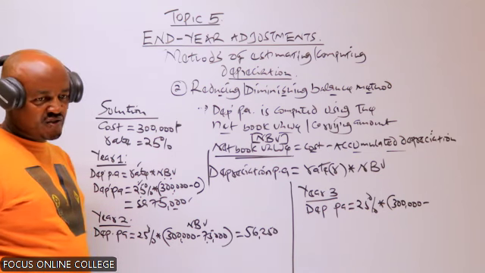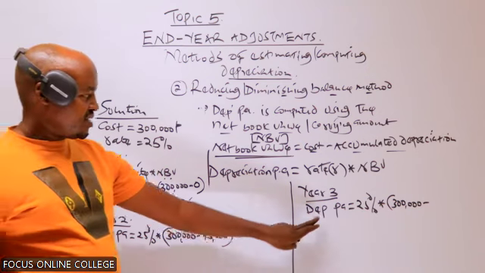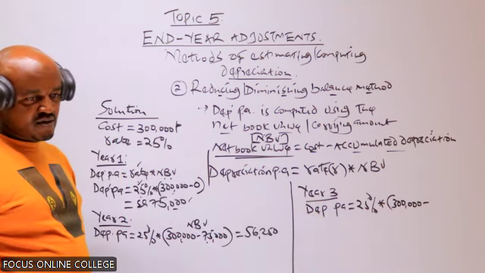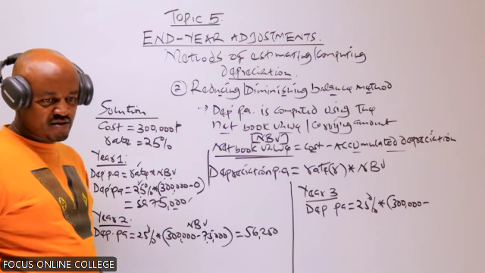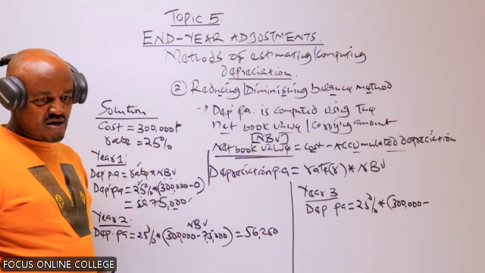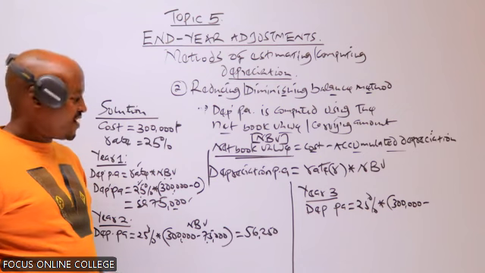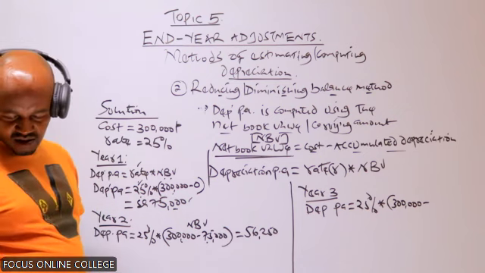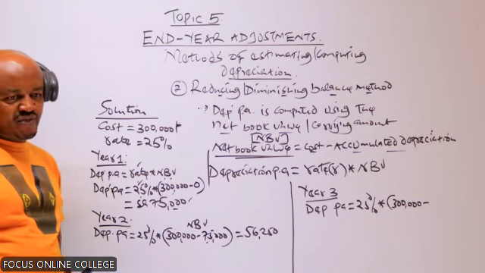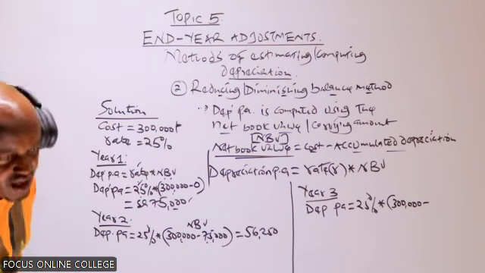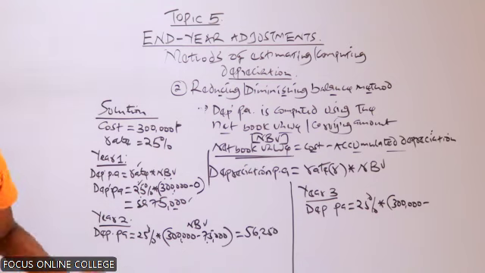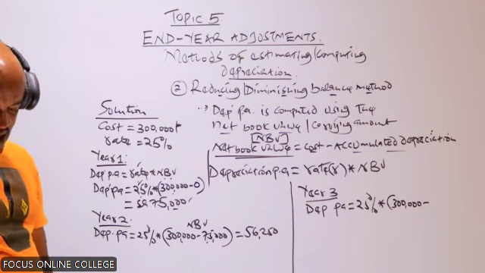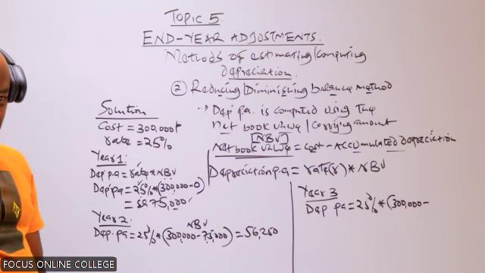The accumulated depreciation in year 3. I'm told 131,250. That is a figure I'm getting from RIN. The rest are getting the same. Purity, Peter, what are you getting here? I want to know what is the accumulated depreciation.